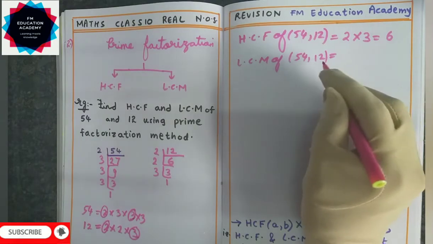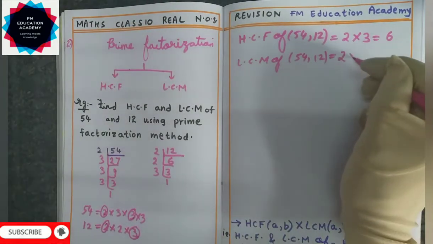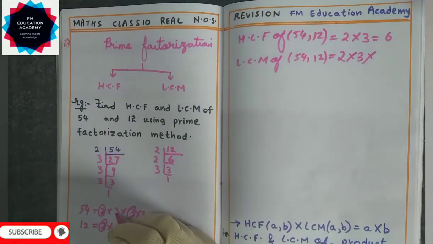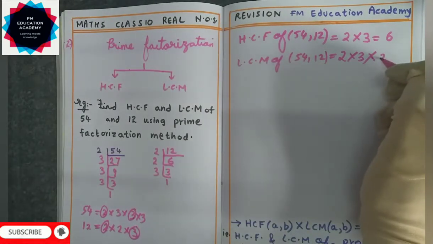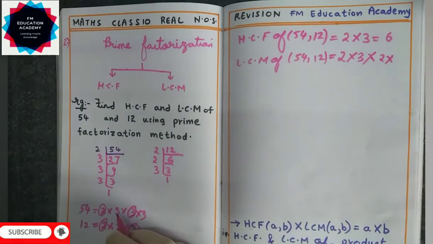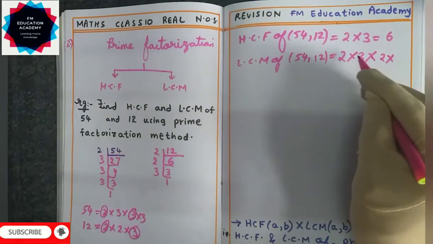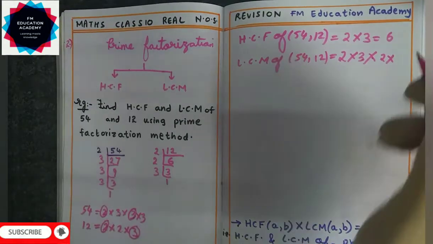LCM means commons as well as leftovers. Between this 2 and this 2 you take 1 common 2, and between this 3 and this 3 you take 1 common 3, and whatever is left, that also you have to take. What is remaining? 3 is remaining, 3 is remaining and 2 is remaining. We already wrote the common numbers, 2 and 3, common between both. Remaining are 2 into 3 into 3.